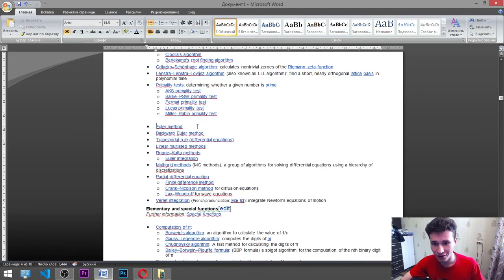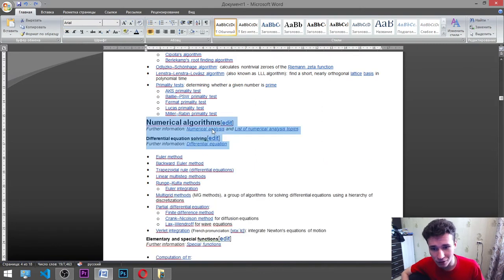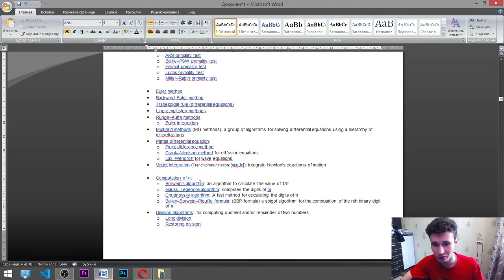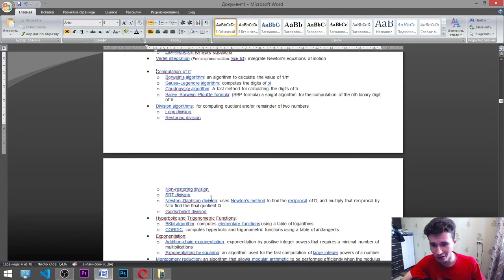Numerical, okay, Euler method. Something I heard about the Euler method, by the way, but I need to learn more about it. Backward Euler method, trapezoidal rule, linear multistep, Euler multigrade, partial differential equation, okay, need to learn more. Computation of pi, I heard about some of them, need to learn about them more.